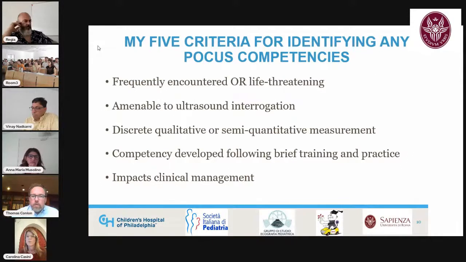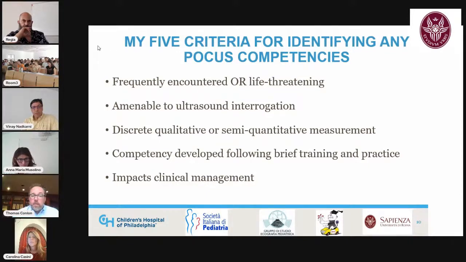I have my own sort of criteria for identifying a POCUS competency that is relevant to my clinical practice, whether it's in hemodynamic assessment, respiratory or lung assessment, or abdominal assessment. I want a disease or a pathology that is either frequently encountered in my clinical practice, or it's lifelong, where I make an intervention and I may actually improve the child's outcome. I want it to be amenable to my ultrasound interrogation.